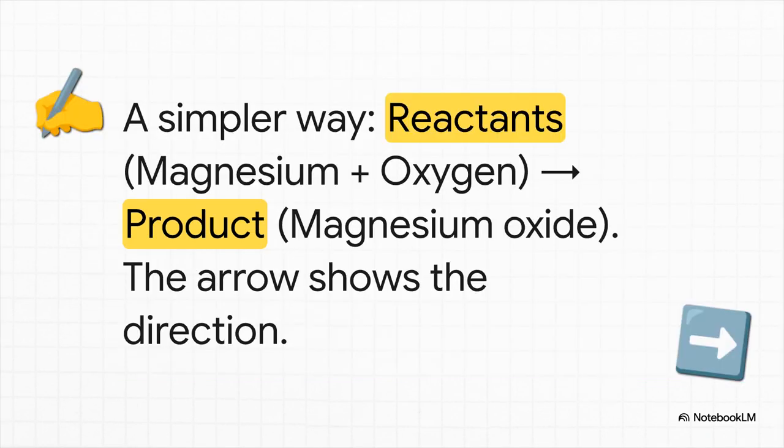So the first step to simplify this is using a word equation. This is already so much better. On the left, you've got your reactants. Think of them as your starting ingredients. On the right, you have your product, the new stuff you formed. And that arrow just shows you the direction of the change.